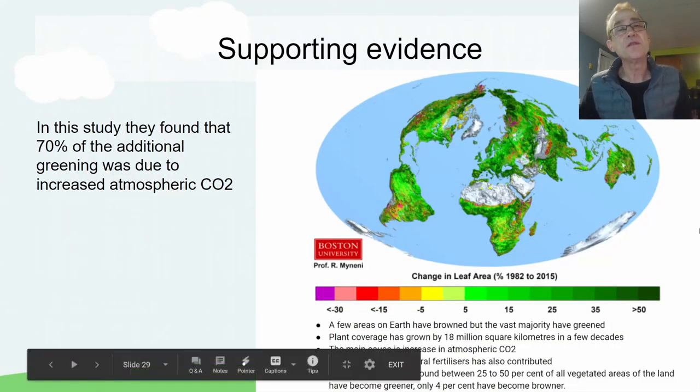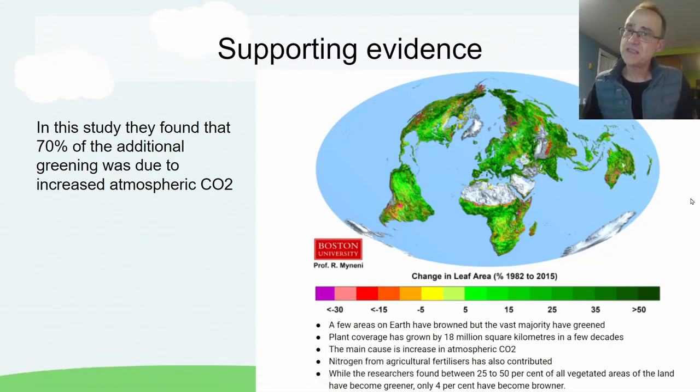We only hear from the media how everything is getting worse on Earth. This study was based on satellite data. From 1982 until 2015, the Earth gained 18 million square kilometers of leaf cover. This is the equivalent to adding all the plants of continental United States to the Earth twice.